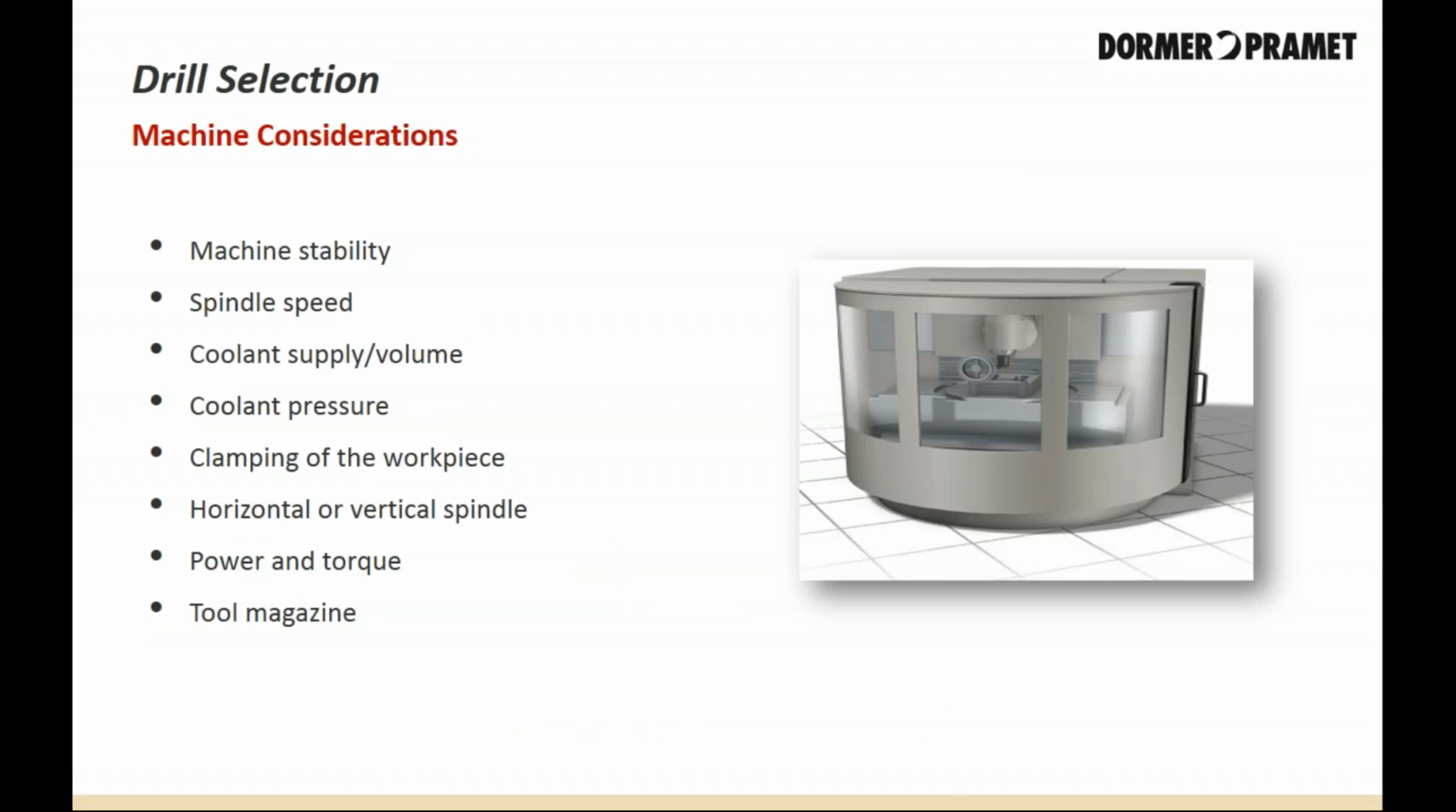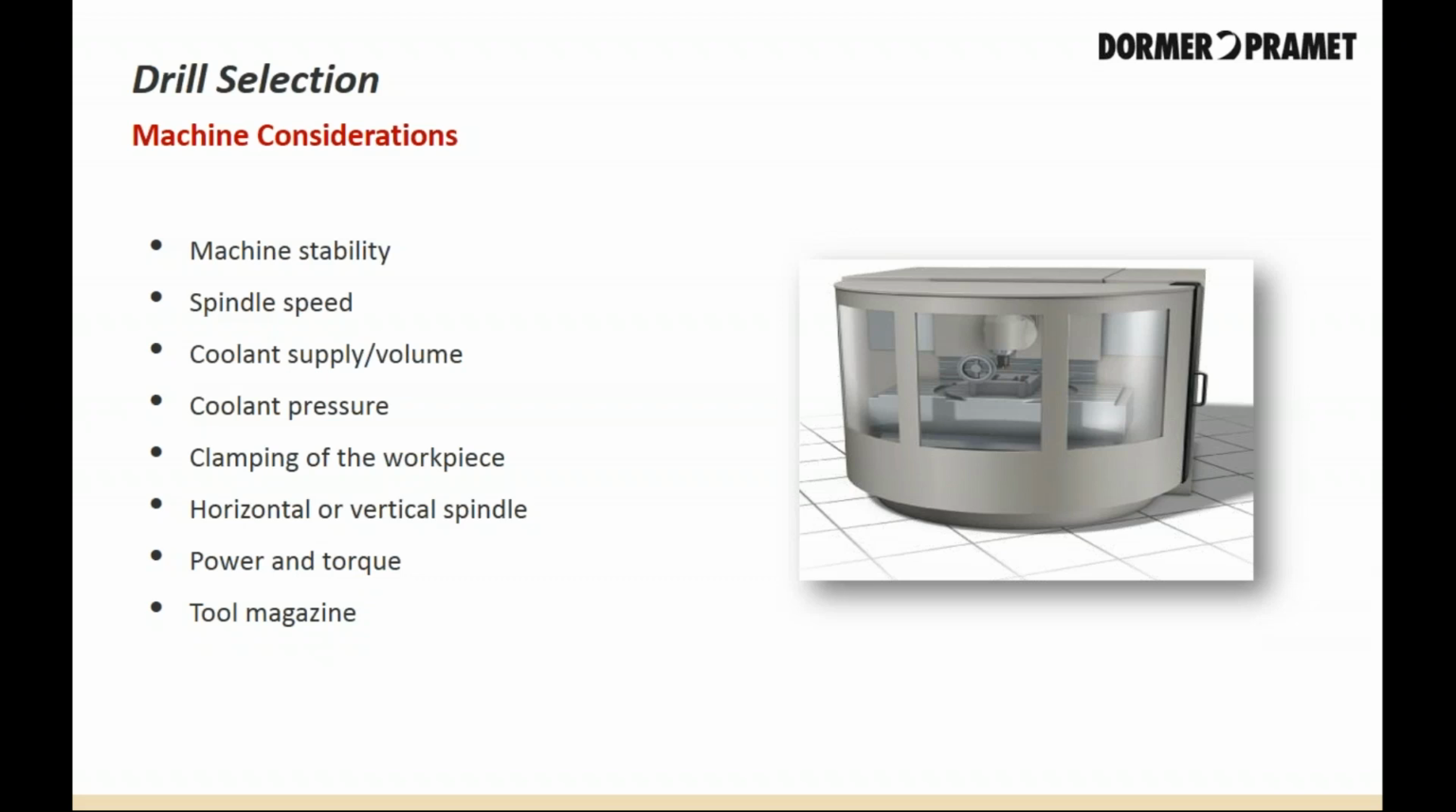Check the condition of the machine to clarify machine stability in general and especially the spindle stability. The spindle speed. Is the spindle speed or RPM enough for small diameters or for drilling non-ferrous materials? Coolant supply. Is the coolant volume enough for large diameter drills? Coolant pressure. Is coolant pressure enough for small diameter drills? Clamping of the workpiece. Again, check closely. Is the stability sufficient? Is the part fixtured properly?